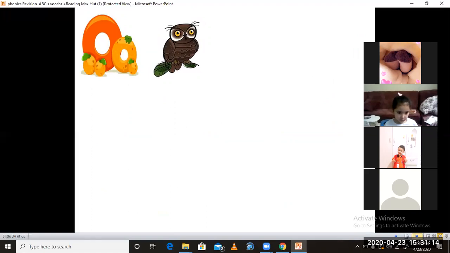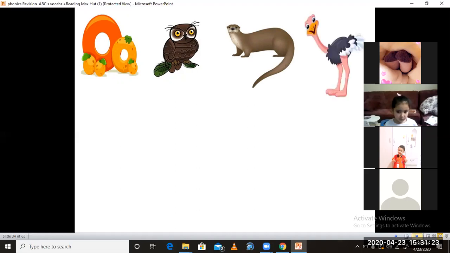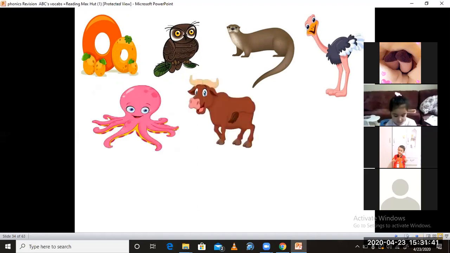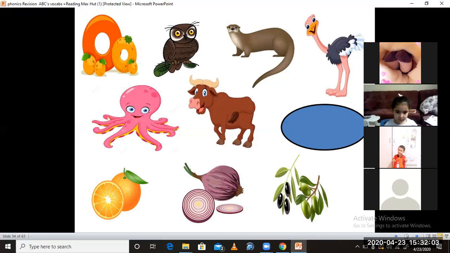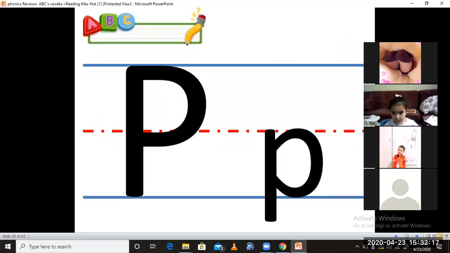Owl. And this? Otter. Ostrich. What is this? Octopus. Ox. Very good. Olives. All these pictures start from the letter O. What comes after O? Letter P.